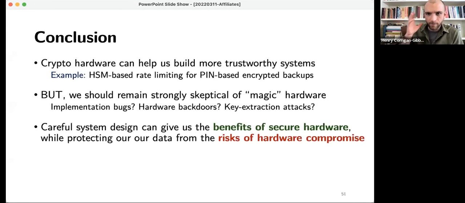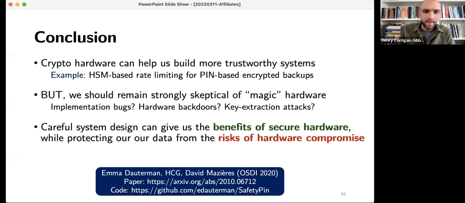And so the thing that I would like to leave you with is that we should think about using hardware in a way that gives us the benefits of hardware when things work, while also protecting us against the risks of hardware compromise or hardware failure. So we should not have secure hardware devices be single points of failure in our systems, but we should be able to use them in such a way that we get stronger security even in the event of hardware compromise. And I think that's a really exciting direction for building more trustworthy, more secure systems that are also more usable. So that's where I'd like to leave it.